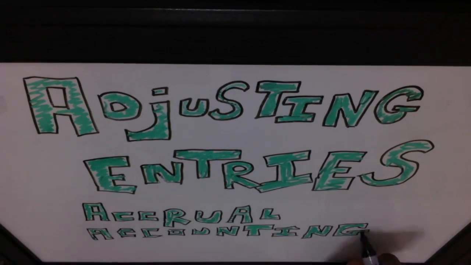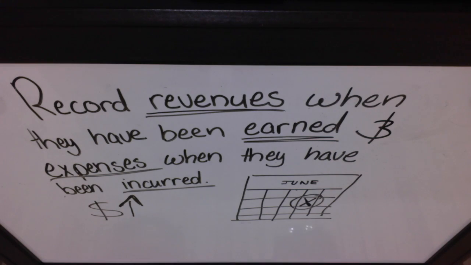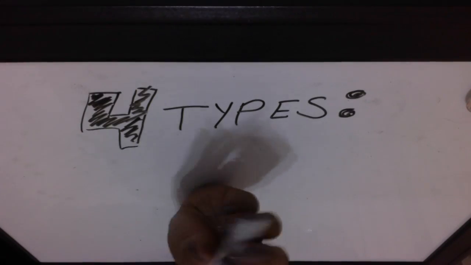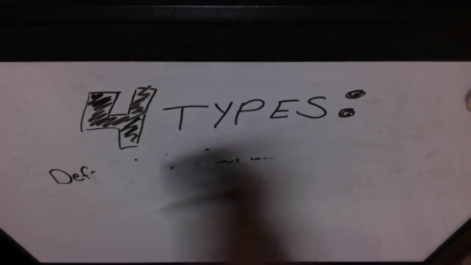Adjusting entries are accrual-based accounting methods, which record revenues when they have been earned and expenses when they are incurred. The four types of adjusting entries are deferred revenue, accrued revenue, deferred expense, and accrued expense.